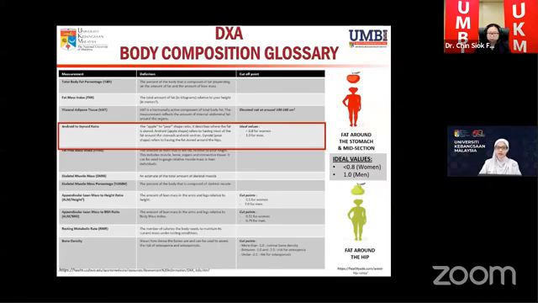Android or apple shape is a condition where you have most of the fat around the stomach and midsection of your body, whereas the gynoid or pear shape refers to having the fat stored around your hips.